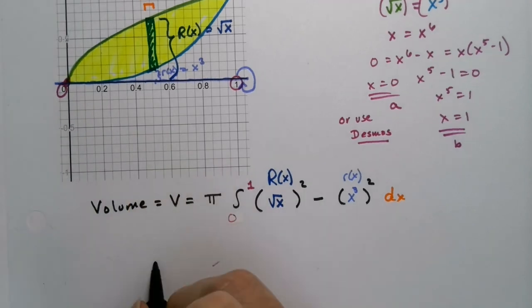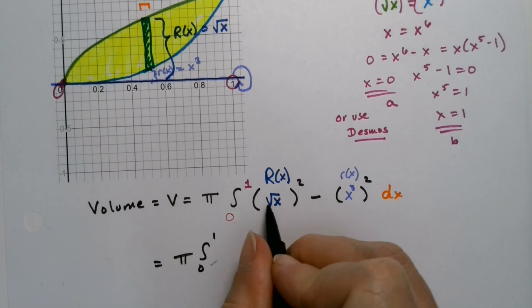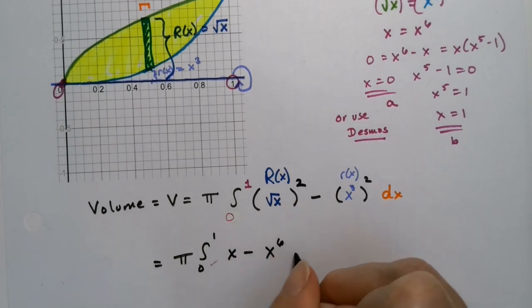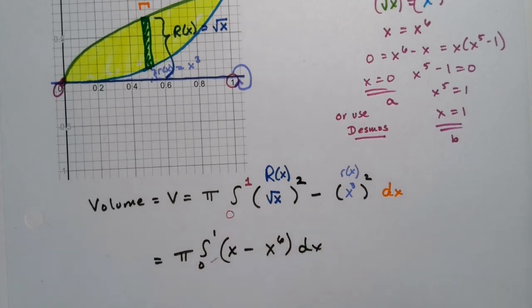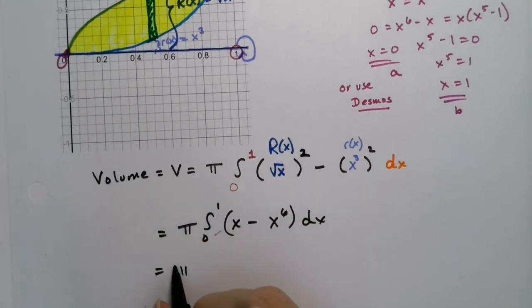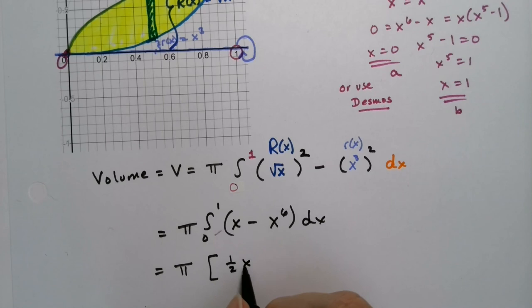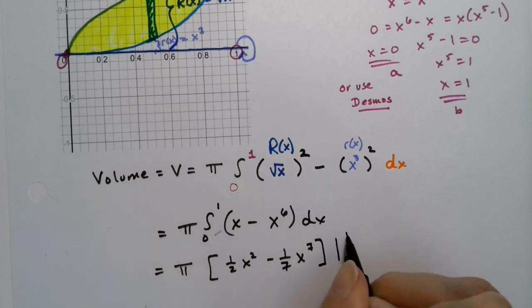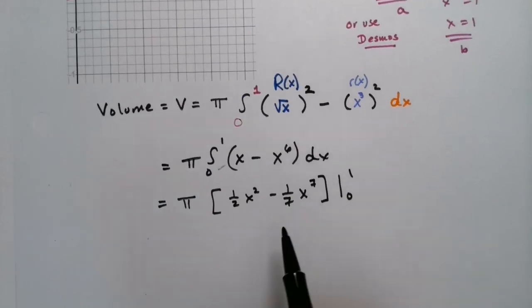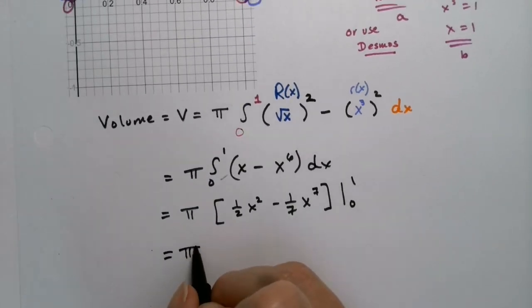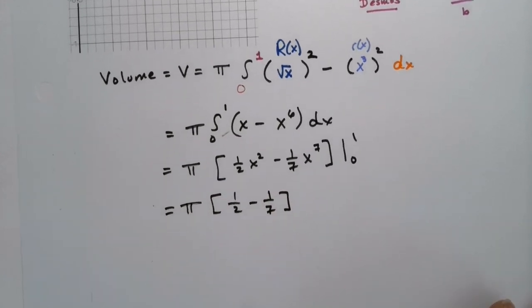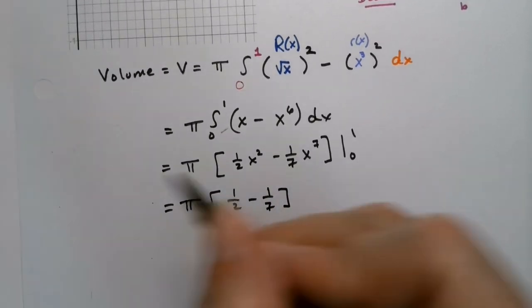So now all we have to do is find this. This is pi times the integral from 0 to 1 of the square root of x squared, which is x, minus x to the 6th, dx, which is pi times 1/2 x squared minus 1/7 x to the 7th from 0 to 1. The 0 is irrelevant because this is a polynomial with no constant term, so it'll be 1/2 minus 1/7. Oh, minus 0, if you want to see that.